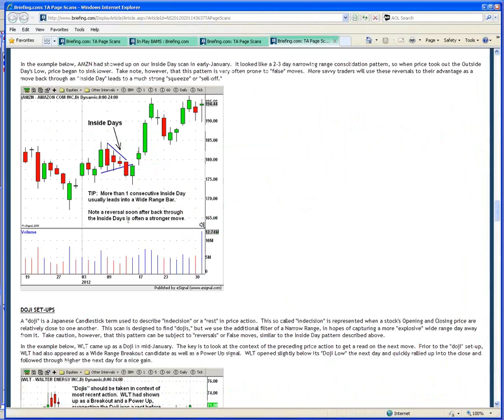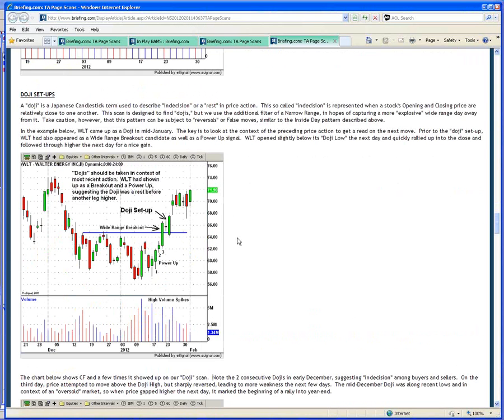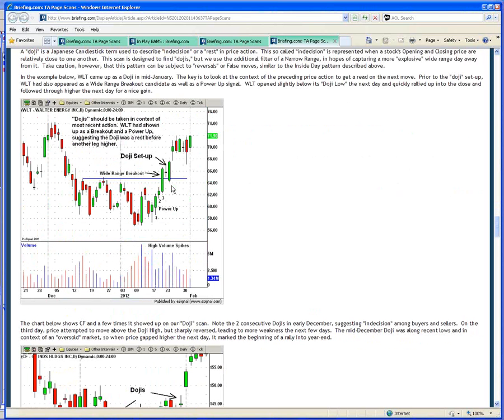Back to the setups. Again, I would highly recommend just reading through it. A lot of these are just examples of what I'm talking about here. You can see Walter Energy was a really great stock to be trading in the last few weeks. It had a nice power up signal, 1, 2, 3, which was also a wide range breakout, which is going to lead me into the next set of scans.